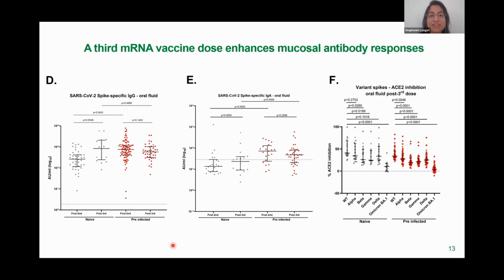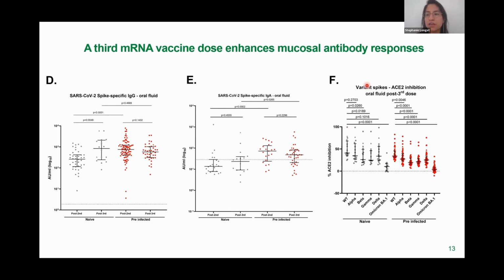Finally, we decided to look at the impact of a third mRNA vaccine dose on antibody responses in oral fluid. So here you can see spike-specific IgG responses in oral fluid. So basically, it's a comparison between the levels after the second dose and levels after the third dose. And you can see that a third dose of mRNA vaccine can boost IgG responses, but only in naive participants and not in pre-infected participants. We also analyze spike-specific IgA responses in oral fluid, and I would say similarly to our observation after the second dose, the third dose also boosts IgA responses, but only in pre-infected participants.